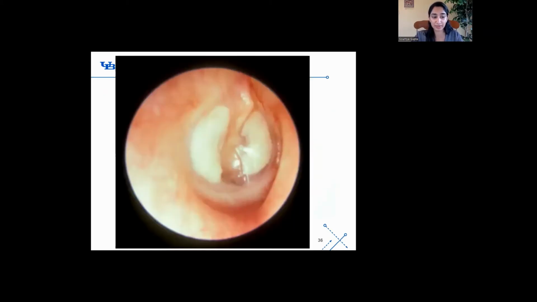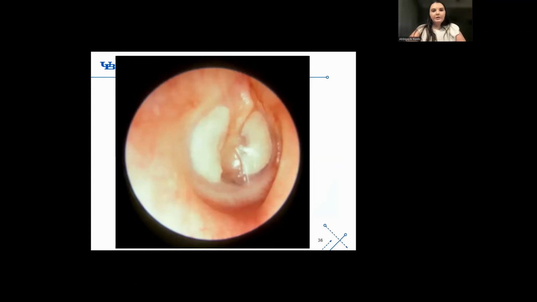Case number 7. A 37-year-old patient comes to clinic with difficulty hearing. Of note, he had multiple sets of tympanostomy tubes placed in his childhood. He has no other complaints. First off, which ear are we looking at? Right? Mm-hmm. This is the right ear. And what do we see in this picture?